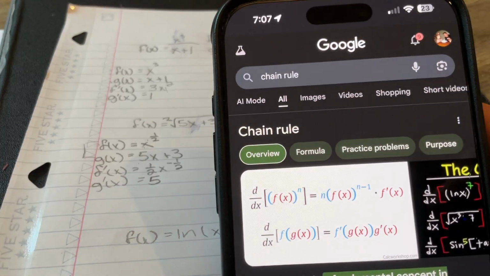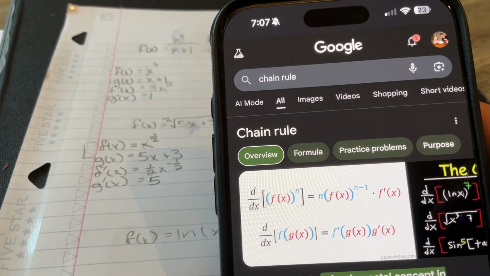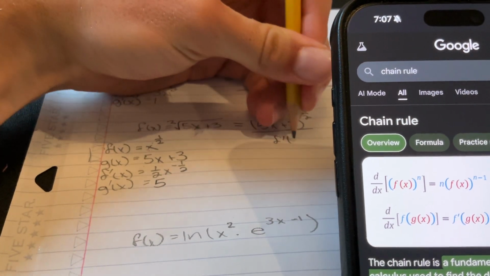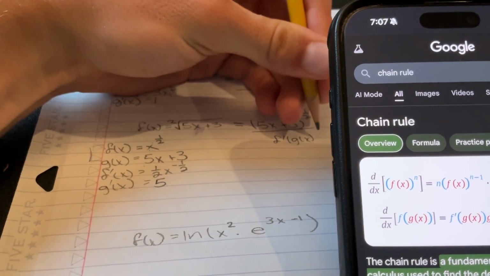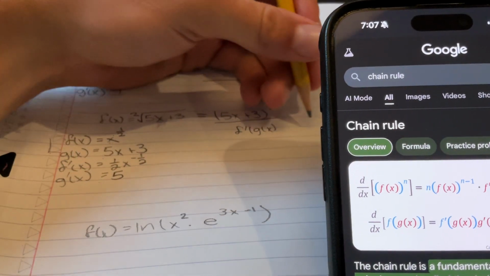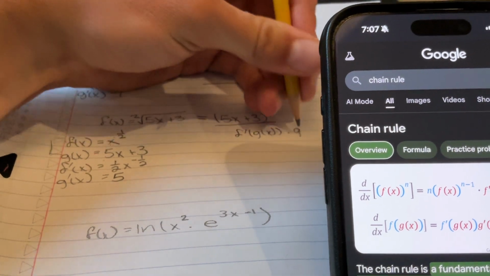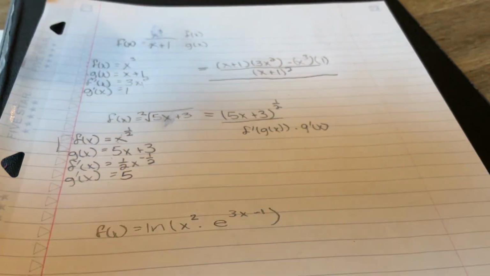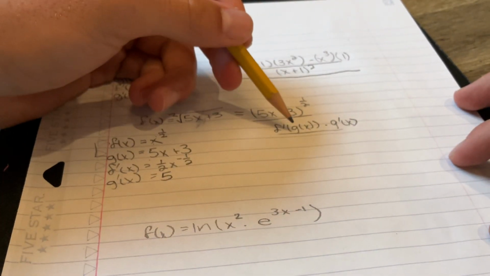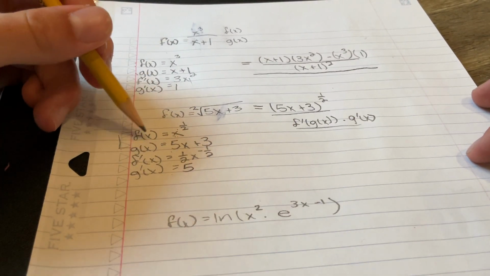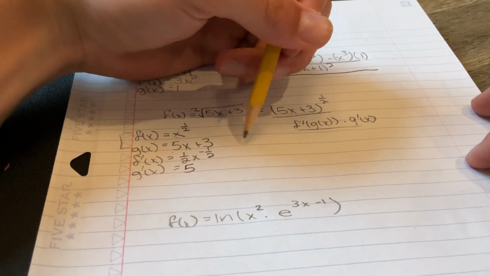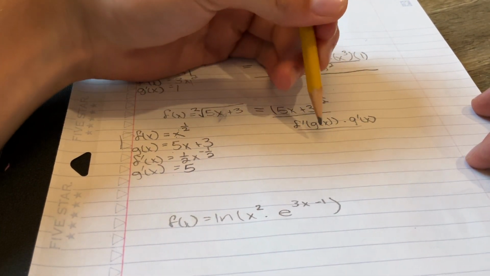So the chain rule is f prime of g of x, I'll show you this in a second, times g prime of x. That's right. Okay, so this is what our instructions look like for the Lego set, metaphorically, and these are the Lego pieces, okay? So now we're just going to follow this exact thing.